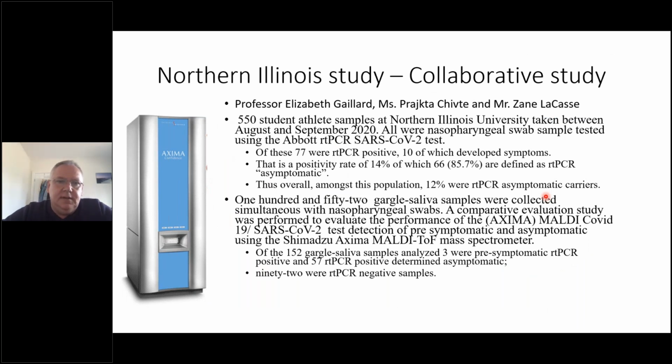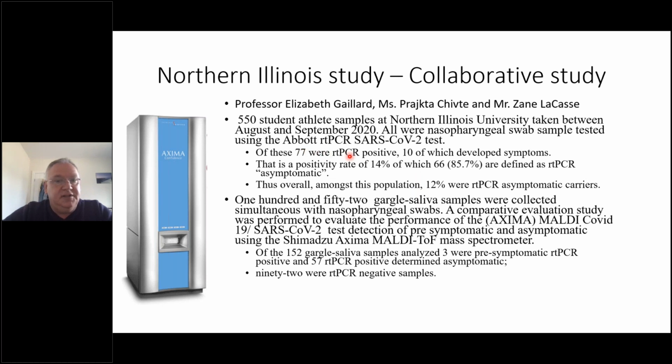Now, the first one that I'm really pleased to report, this is fantastic work. We are collaborators in Northern Illinois, Professor Elizabeth Galliard with her students, Praj and Zane. We sent over our protocol, all our reagents, what to do. They sent spectra back to us. And they were fantastic in that they had a program where all the student athletes who were asymptomatic, or should I say, didn't have symptoms, were being tested by nasopharyngeal swabs and being scored whether they were RT-PCR positive or not.